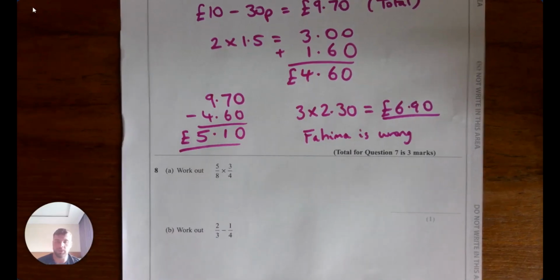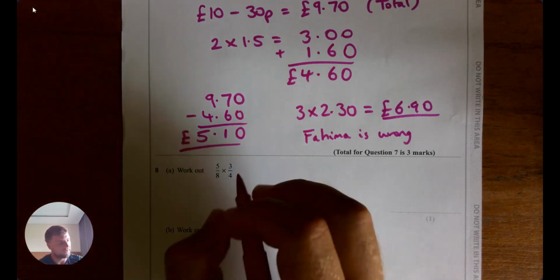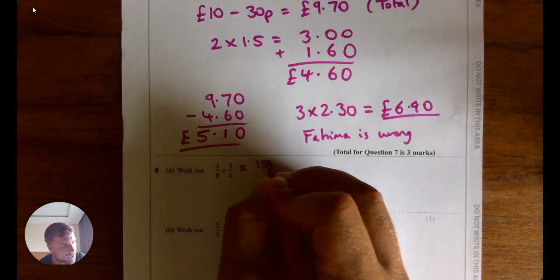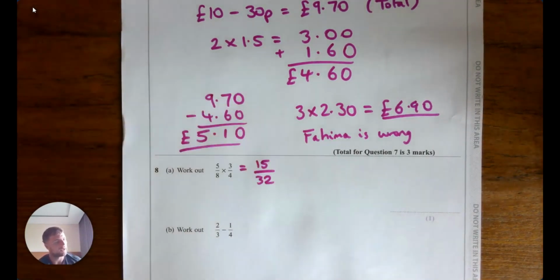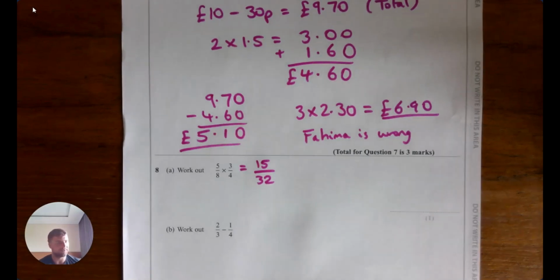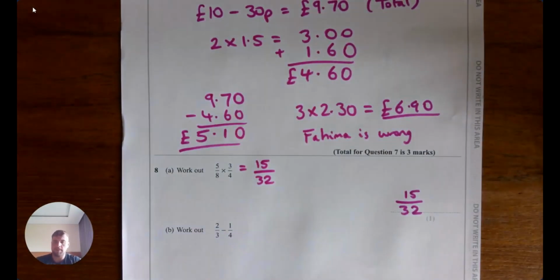Okay, then we've got some fraction work. First one's multiplying fractions together. So 5 over 8 times 3 over 4. So we're going to do 5 times 3 first, which is 15. And then we're going to do 8 times 4, which is 32. It doesn't ask you to simplify, and you can't actually simplify. So the answer would just be 15 over 32.